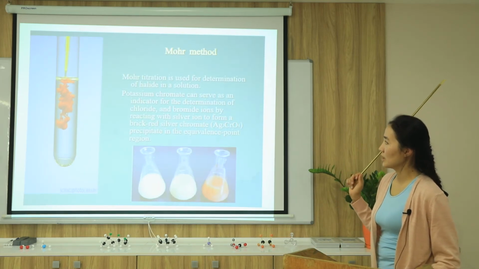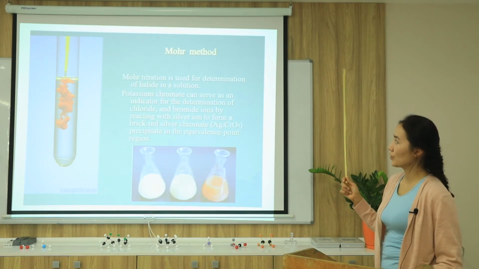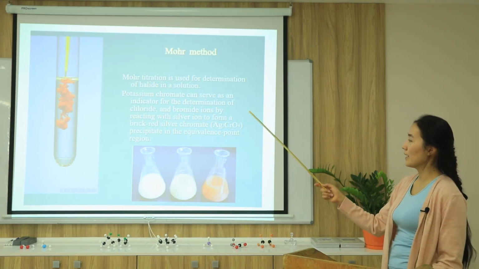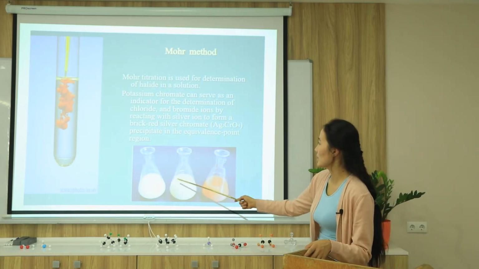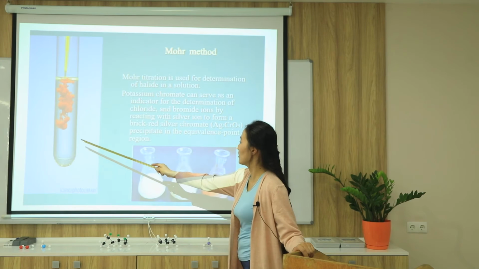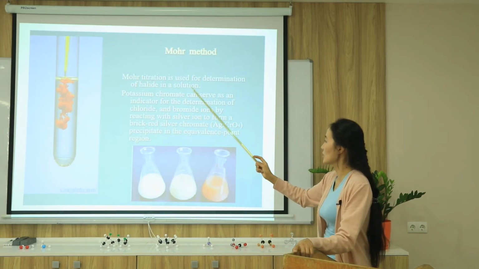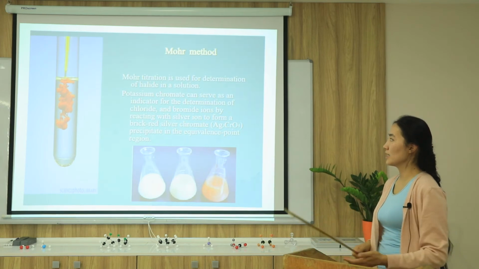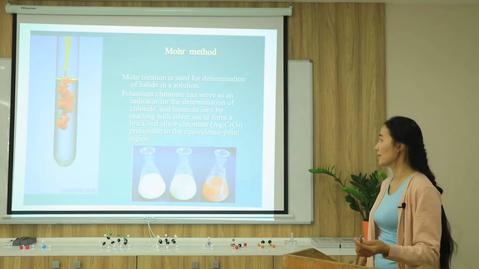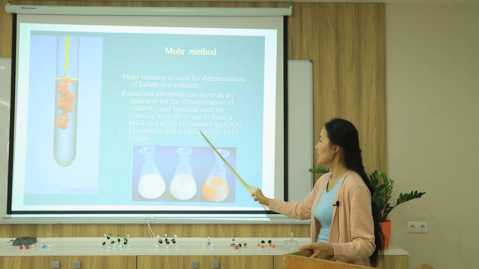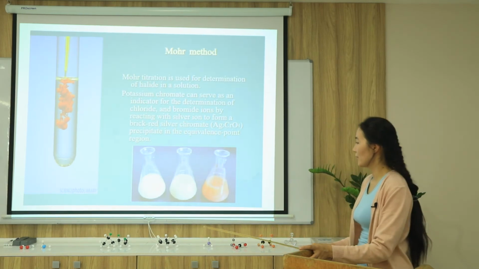In the precipitation titration, we use the Mohr method. Mohr titration is used for determining halide in a solution. Here you can see three different types of them, and in the flask we are adding the halide solution. Potassium chromate can serve as an indicator for the determination of chloride. Here you can see the brick red silver chromate precipitate at the equivalence point region.